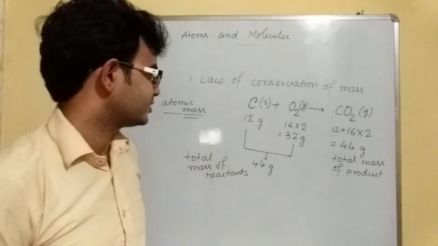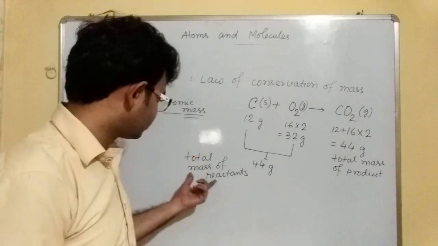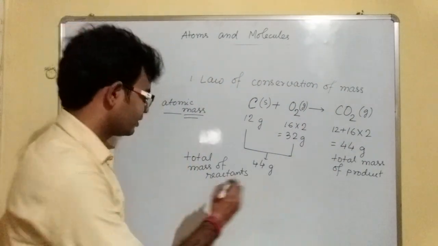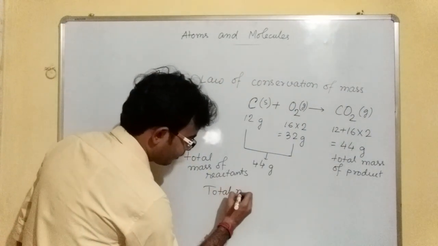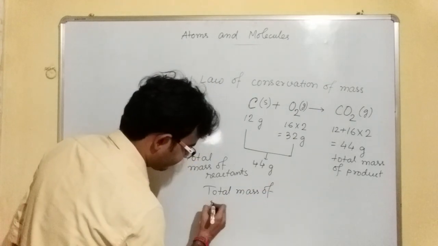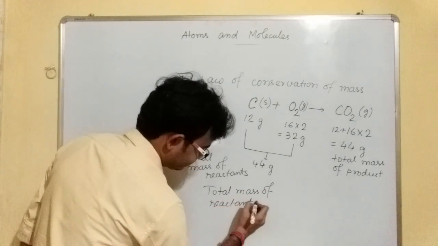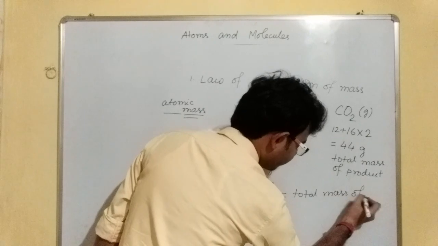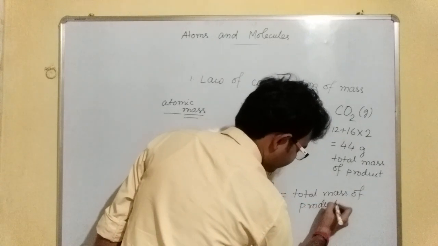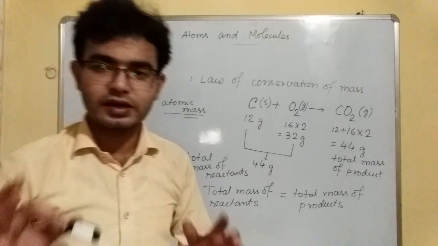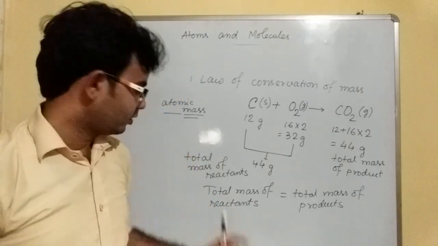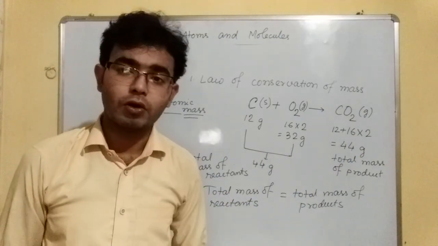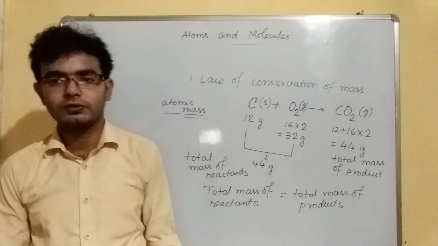So, on the basis of this, what you can say? अब क्या बोल सकते हैं इसके बेसिस में? अब ये बोलोगे कि टोटल मास ऑफ रिएक्टेंट्स इज इक्वल टू द टोटल मास ऑफ प्रोडक्ट्स. ओके, अब क्या बोलेंगे कि टोटल मास ऑफ रिएक्टेंट्स इज इक्वल टू द टोटल मास ऑफ प्रोडक्ट्स. ठीक है, तो मतलब एक रिएक्शन अगर हो रहा है तो रिएक्शन में रिएक्टेंट का टोटल मास और प्रोडक्ट का टोटल मास क्या होगा? ऑलवेज इक्वल होगा.